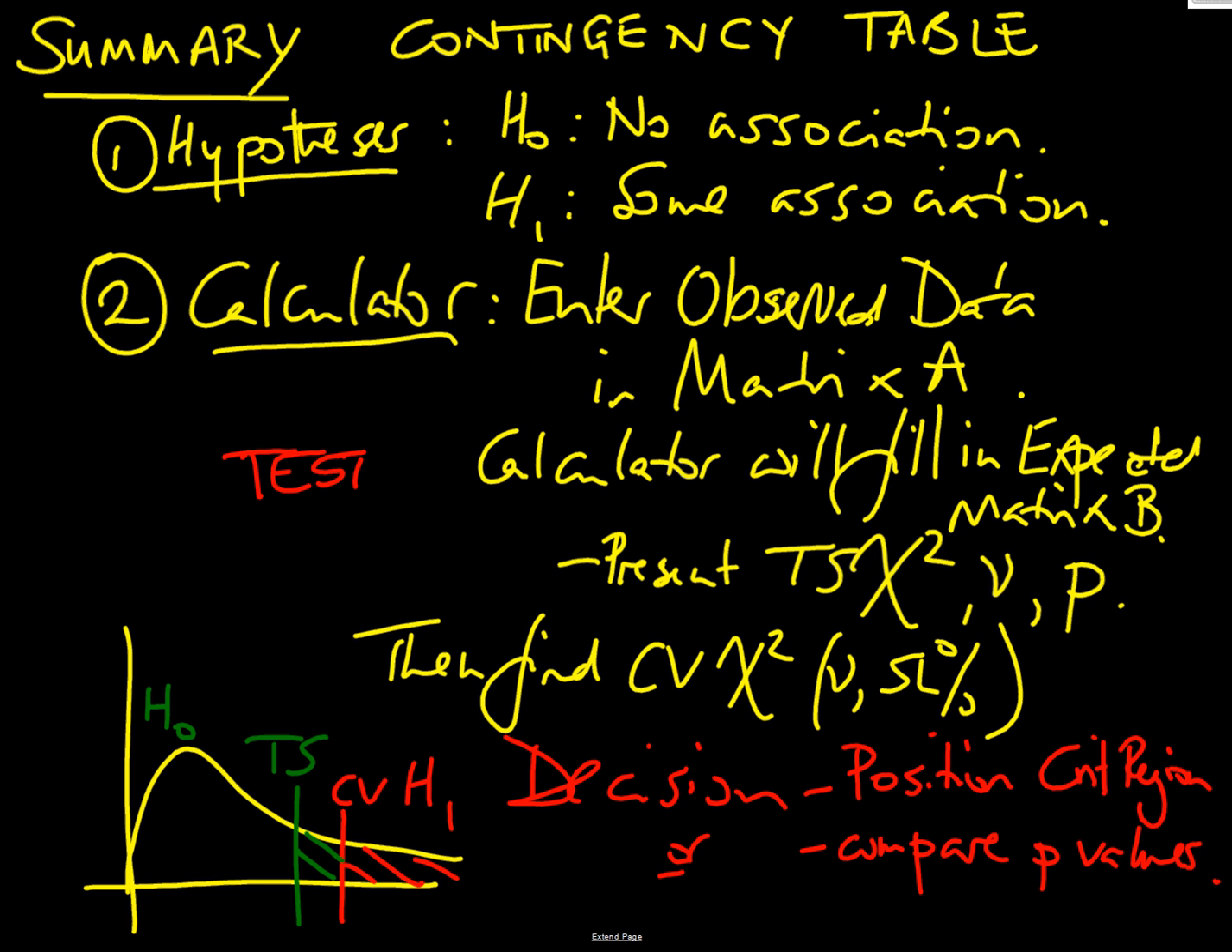Then you're going to plot them on the diagram as I've done here, and you can either look to see whether the test statistic is in the critical region or not, which is usually the extreme right, or you can compare the p-values and see whether the probability is less than the significance level to be in the critical region.